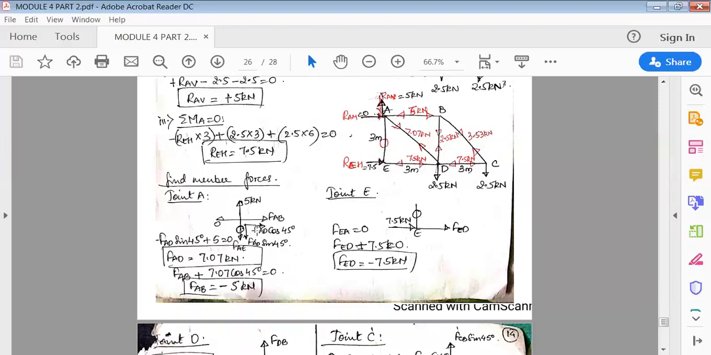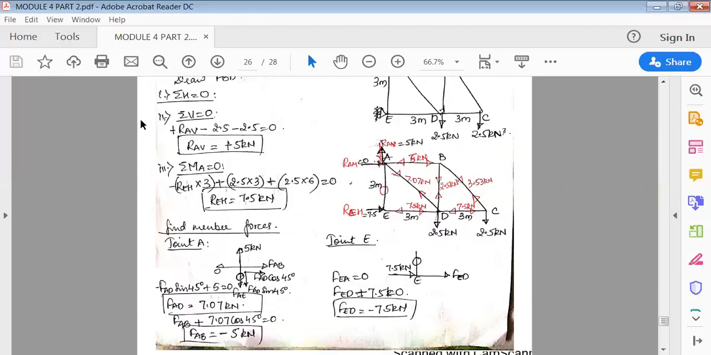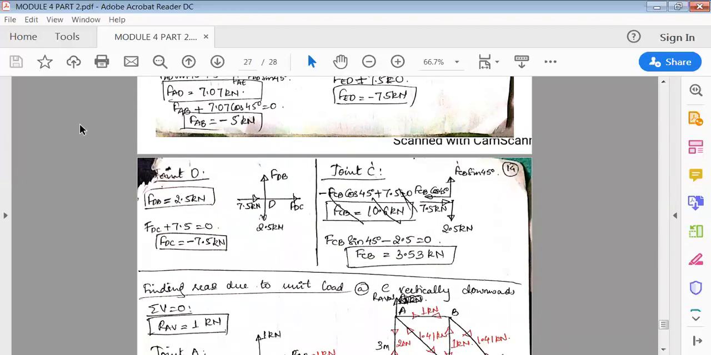Joint A, again mark all the forces in the members and draw the free body diagram. Once you draw the free body diagram, find all the forces here. Again, summation H is equal to 0, summation V is equal to 0. Okay. And come to joint D. So in joint D, find out FDB and FDC using summation H is equal to 0, summation V is equal to 0. And finally, in joint C, find FCB.